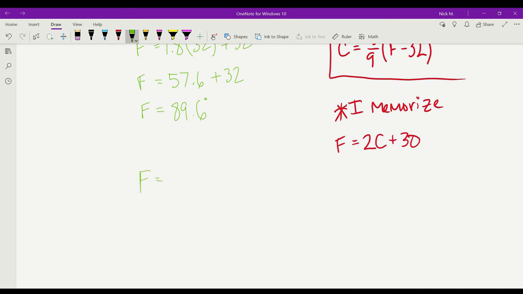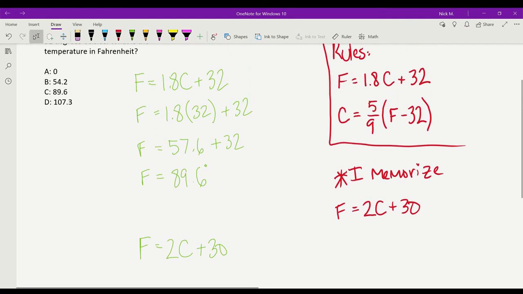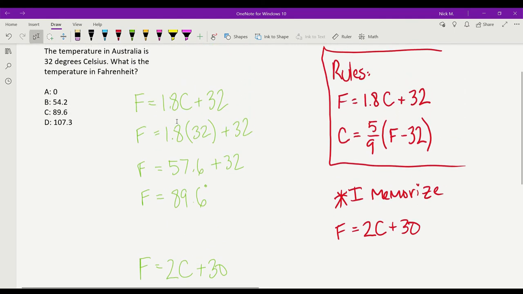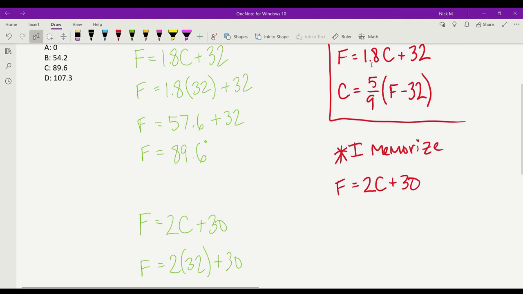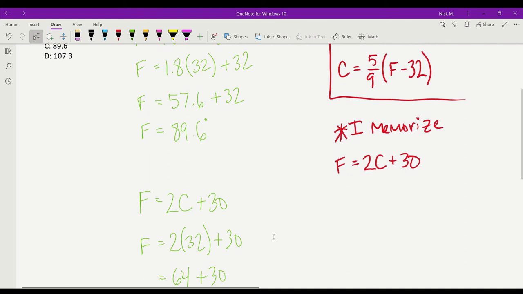So here, F equals 2C plus 30. And if we remember up here, it was 32 degrees Celsius. So F equals 2 times 32 plus 30. I don't even need a calculator for that. We can just write it down and keep moving. So that is 94. And we know, because I increased the value from 1.8 to 2, and then took off a little bit just for math, but not enough to really counteract this, we know that this estimation is going to be a little high.